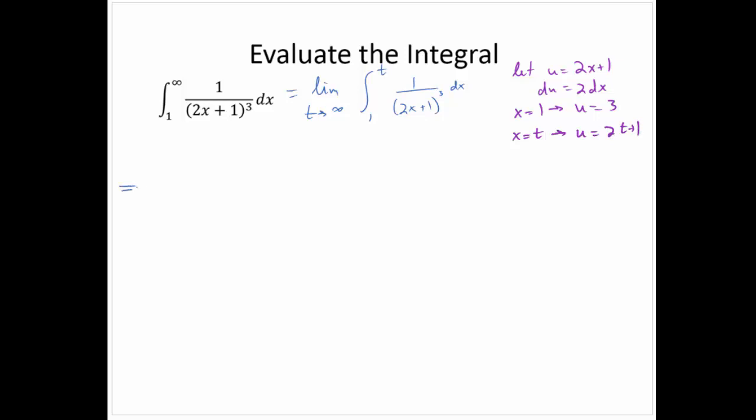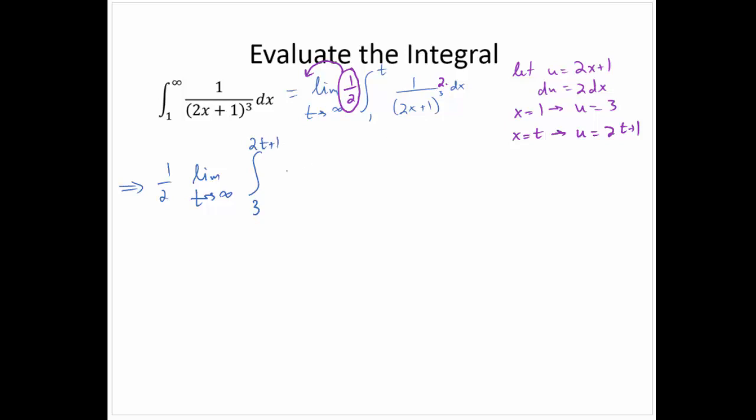So then this becomes, now if du is 2 dx, that means I would need to multiply this dx by 2, and that means I would need a 1/2 on the outside of the integral. Now since that 1/2 is a constant, remembering our rules for limits, I can bring that 1/2 to the left of the limit. So I'd have 1/2 times the limit as t approaches infinity of the integral. Now since I'm making the substitution, I'm going to change the limits of integration from x equals 1 to u equals 3, and from x equals t to u equals 2t plus 1.